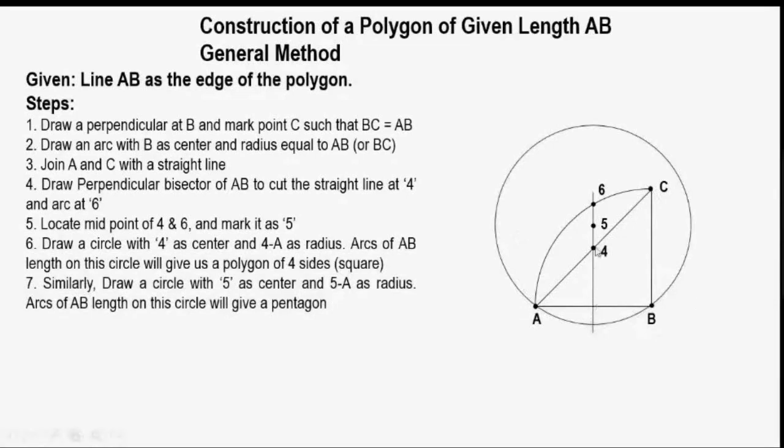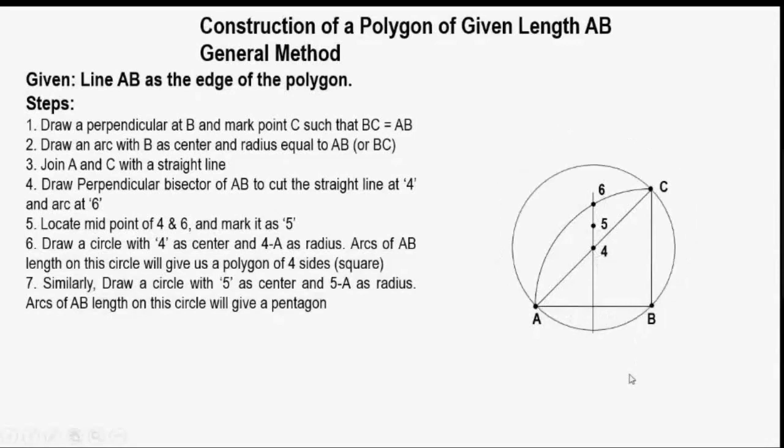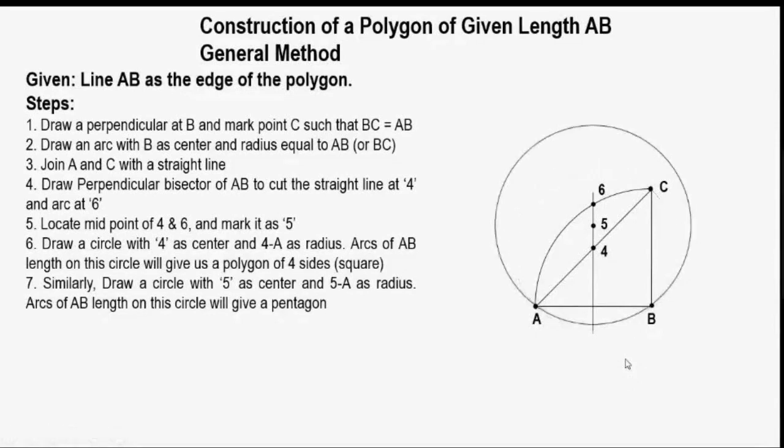Now, because this line on which 4, 5, 6, etc. are lying is a perpendicular bisector of AB, the points 4, 5, and 6 will always be equidistant from A and B. So any circle that we draw, whether it is for a square or for a pentagon, will always pass through point A as well as point B. So this is for a pentagon. Take 5 as center and radius equal to 5A, and then cut off the lengths AB on this circle with successive arcs, we will get a pentagon.